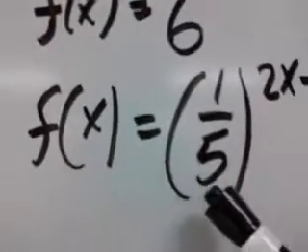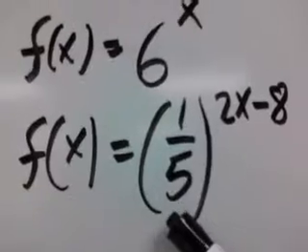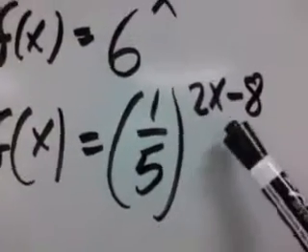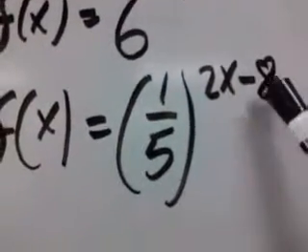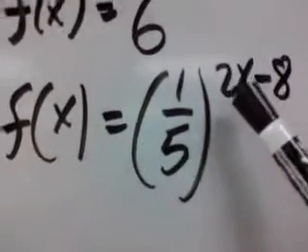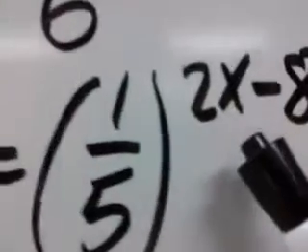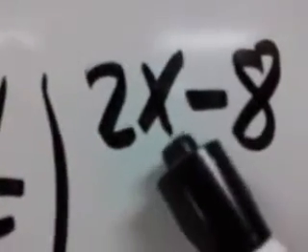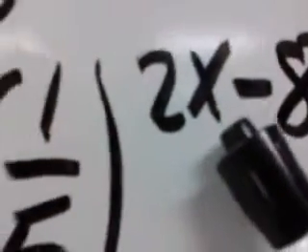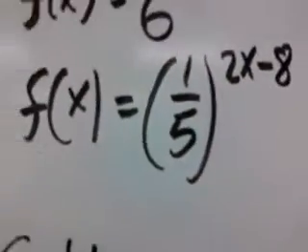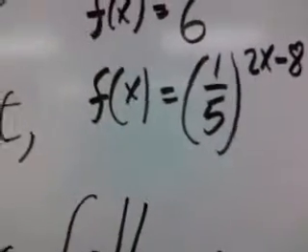Another example, f of x equals 1/5 to the 2x minus 8. As you can see here, this is the exponent. And indeed, if you look closely at that exponent, you'll see that x is in the exponent. So these are the types of functions that we're talking about graphing today.